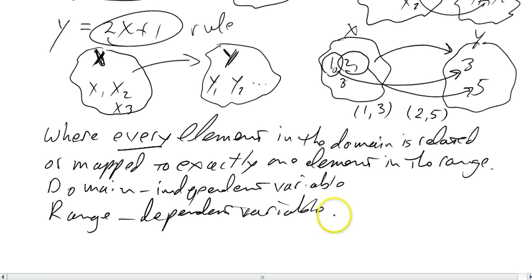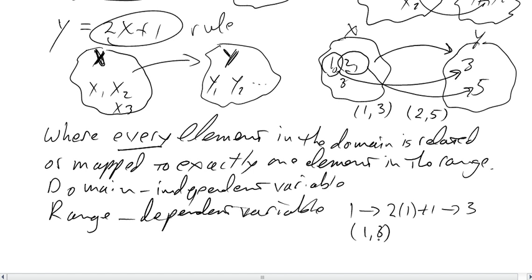So our domain, also called x, we have a value of x such as 1. We apply the rule to it. The rule says take 2 times 1, add 1, and we get 3. It gives us the ordered pair 1 and 3, where they are related in a meaningful way. So what does that mean?